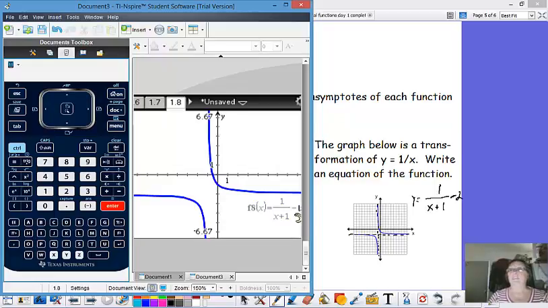And folks, that's the end of our lesson for today. I know this has been a long video, and I thank you for your patience. Tomorrow we'll be talking about how to find slant asymptotes in these functions.